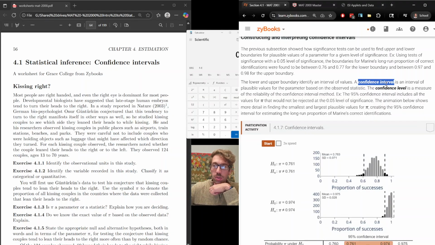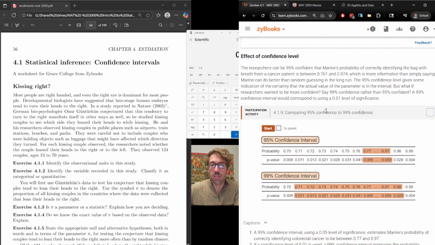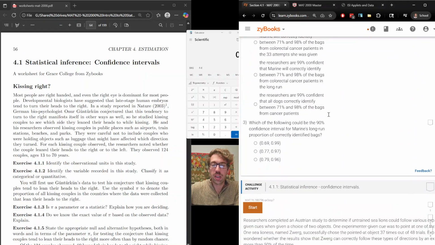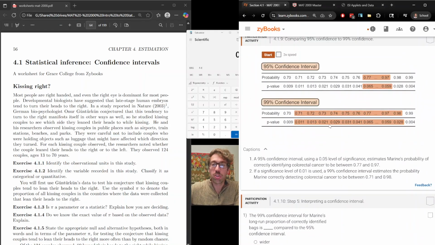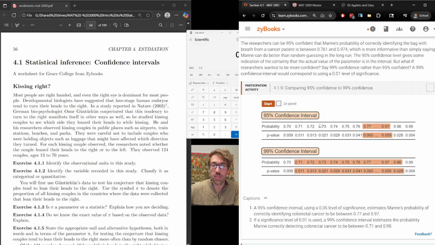Confidence interval is one of the main terms you learned. Confidence level is the percentage that comes before. It's like a 95% confidence interval. It has a confidence level of 95%. So what our worksheet's going to do is a lot of similar stuff to what you did in the reading.